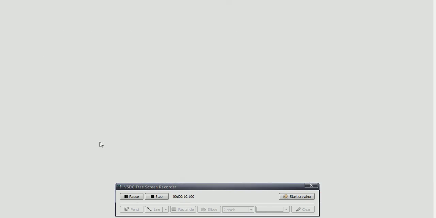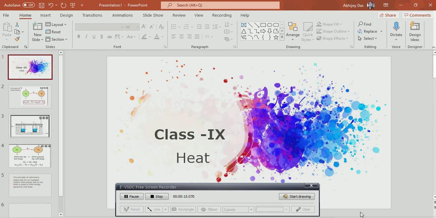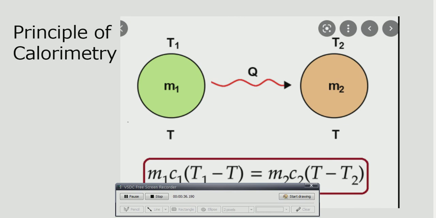And what about that heat chapter? We have done the thermal equilibrium part. We have done how many types of heat there are, and also radiant heat. So today we will discuss the continuation part of thermal equilibrium.